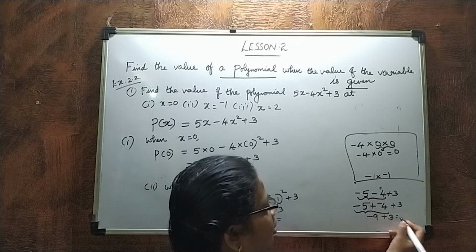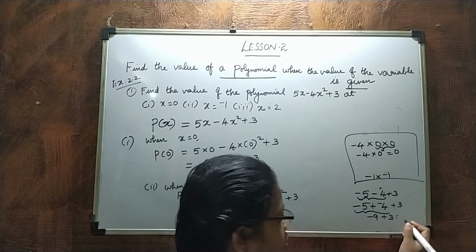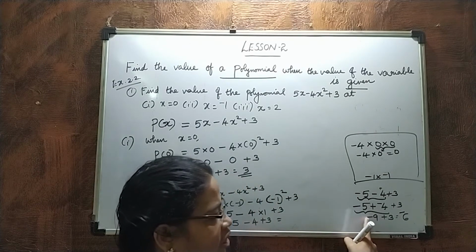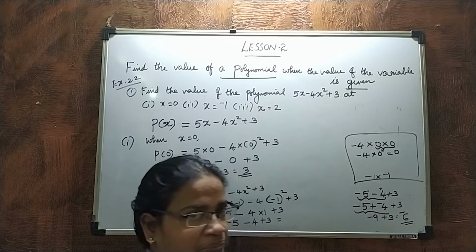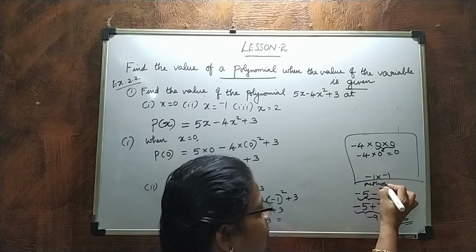Plus 3. Then what is negative 9 plus 3? Different sign addition. Subtract and put the bigger one's sign. Subtract, 9 minus 3, you will get 6, and the bigger one is 9, so negative sign, negative 6. Okay. This is method 1. What is method 2?